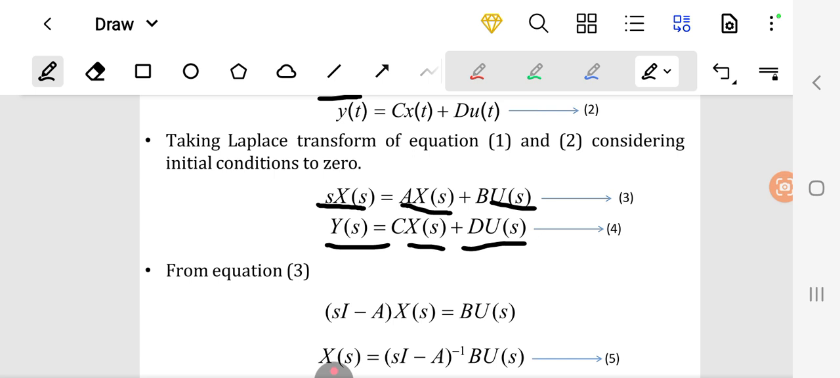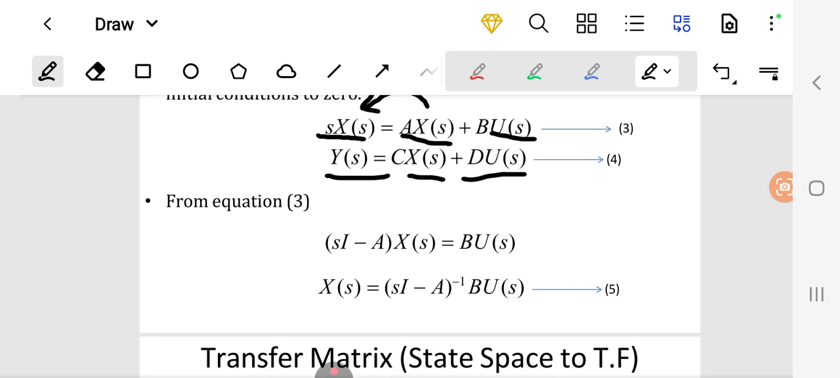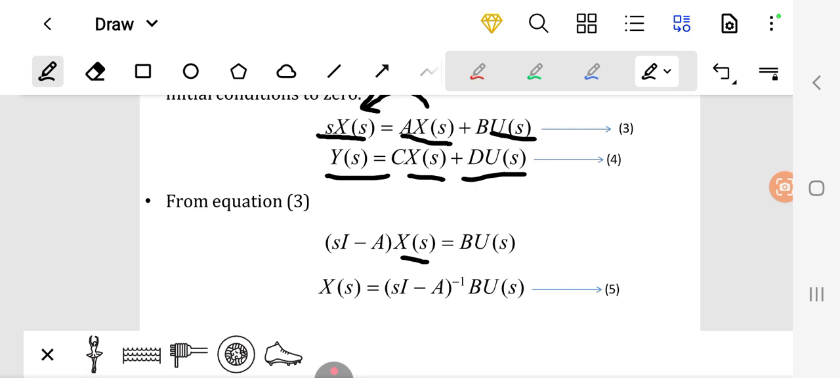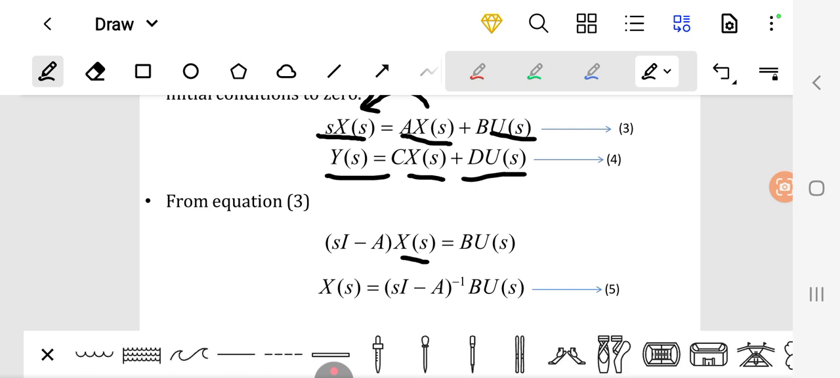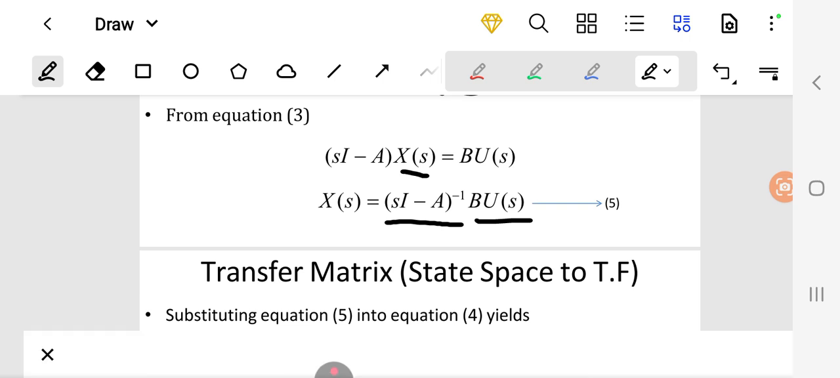We will take AX(s) to the left side. We have (sI minus A) times X(s). We take X(s) as a common factor, equals B times U. Then we will get X(s) by multiplying both sides from the left by (sI minus A) inverse. We will have X(s) equal (sI minus A) inverse times B times U.